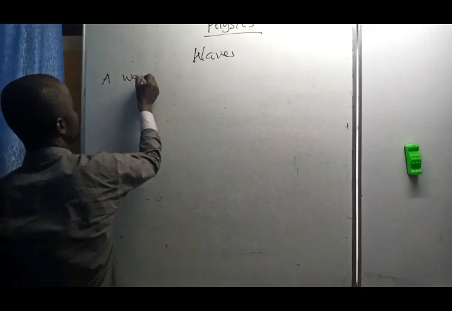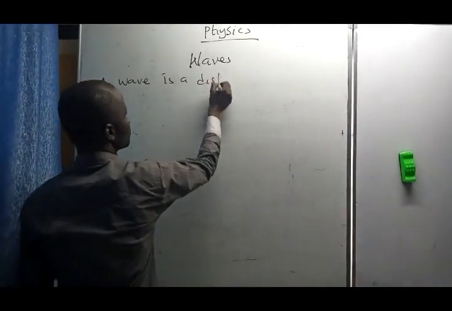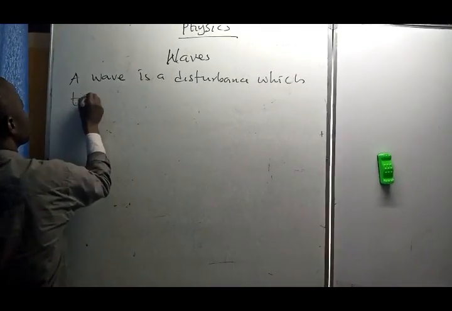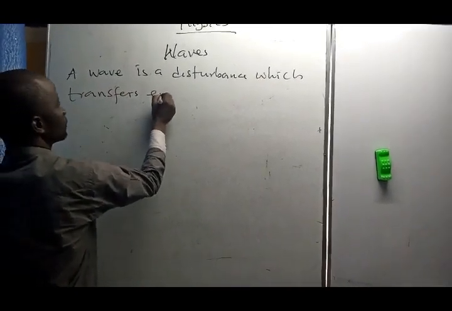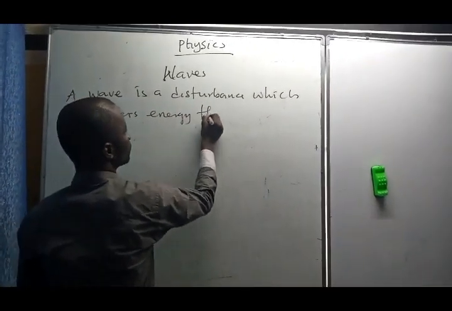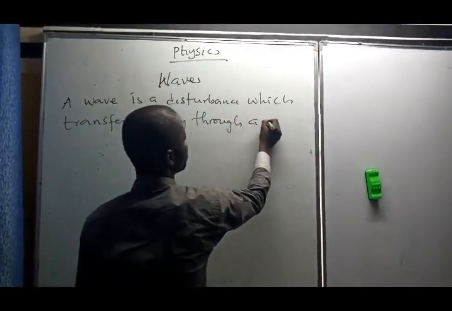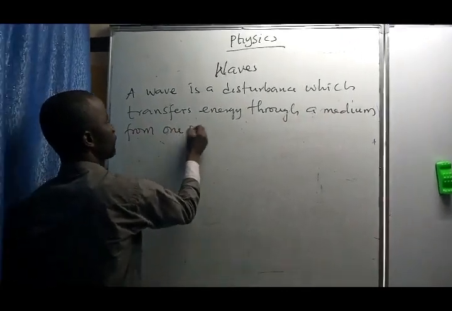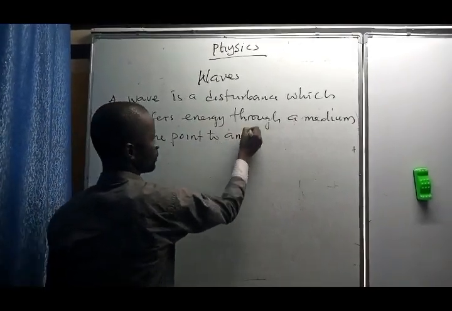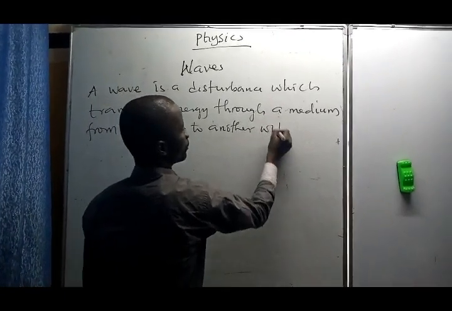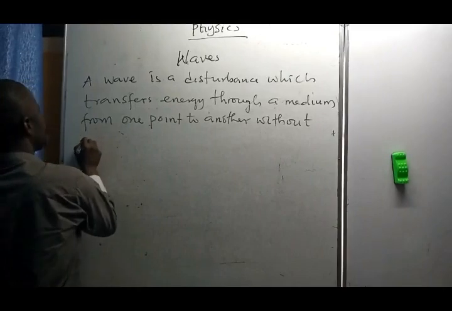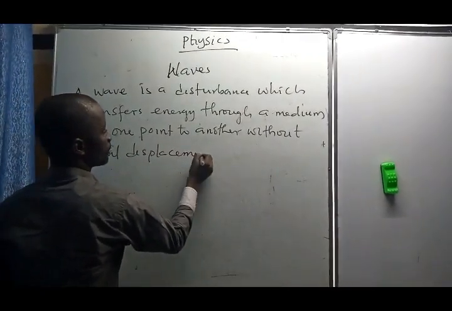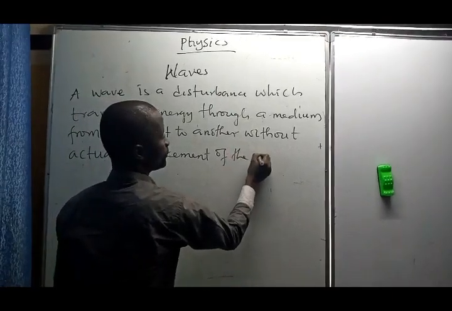A wave is a disturbance which transfers energy through a medium from one point to another without actual displacement of the medium.